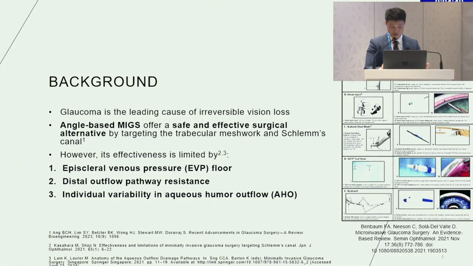Glaucoma is the leading cause of irreversible vision loss worldwide. Angle-based MIGS has emerged as a safer and effective alternative to traditional glaucoma surgeries by targeting the conventional outflow pathway and bypassing the trabecular meshwork resistance. However, despite improvements in surgical technique and implant design, its outcomes remain limited by factors such as episcleral venous pressure, flow, distal outflow resistance, and variabilities in aqueous humor outflow.